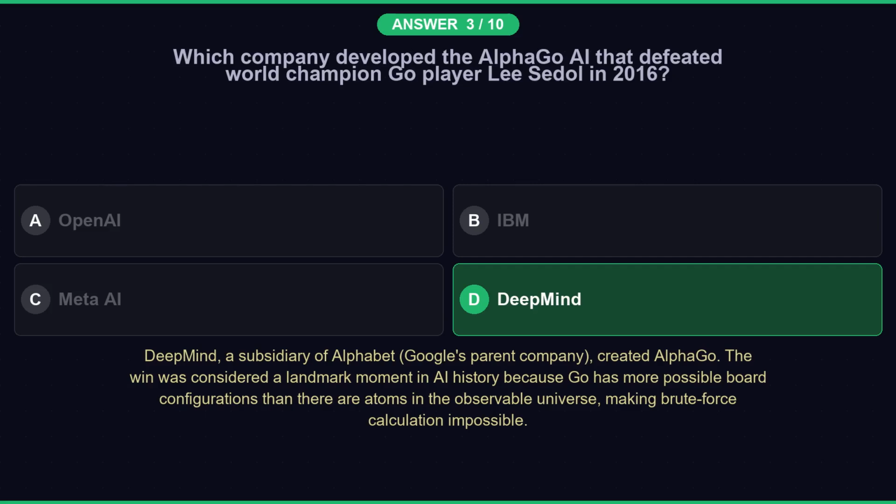The correct answer is D. DeepMind. DeepMind, a subsidiary of Alphabet, Google's parent company, created AlphaGo. The win was considered a landmark moment in AI history because Go has more possible board configurations than there are atoms in the observable universe, making brute force calculation impossible.